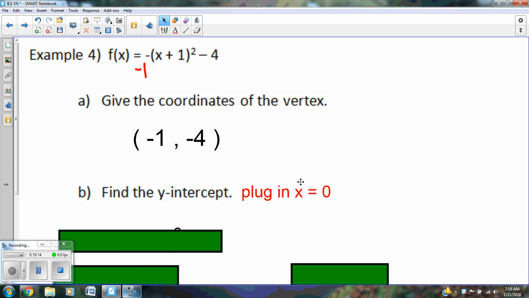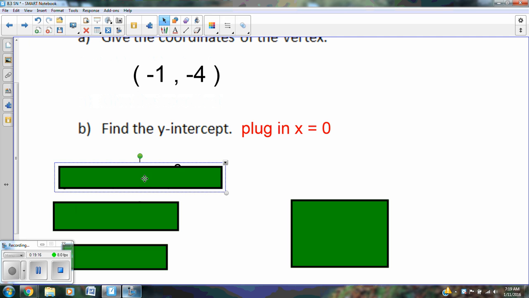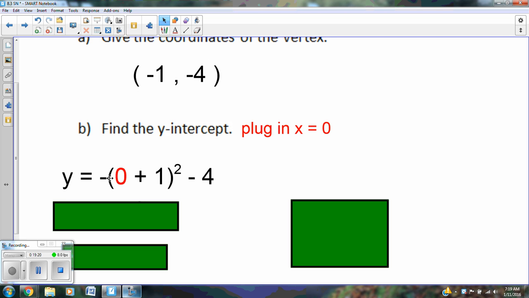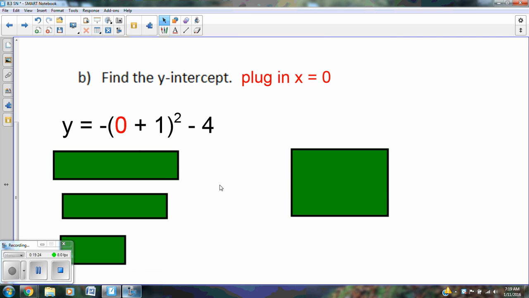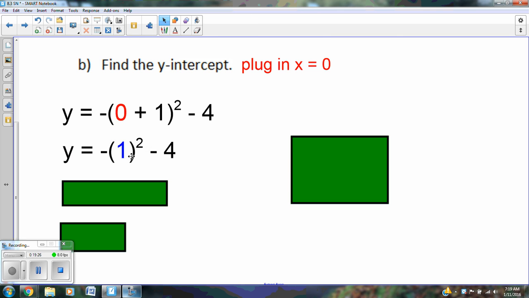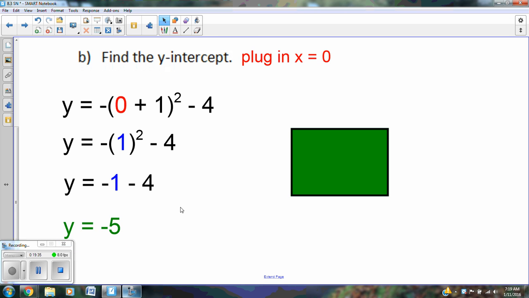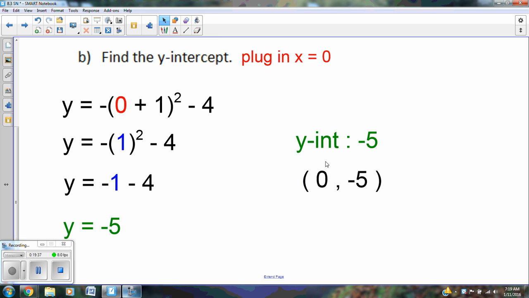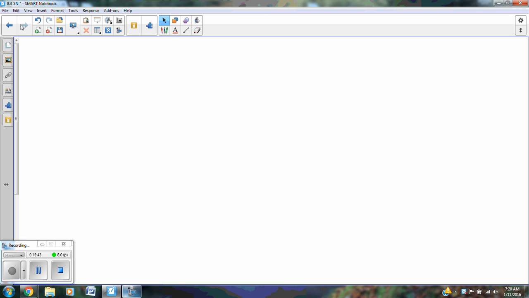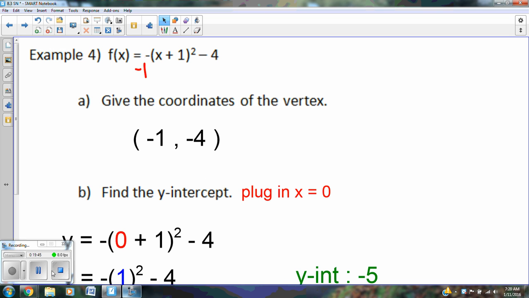Find the y-intercept. Again, we're just plugging in x equals 0. So we've got a negative on the outside here. 0 plus 1 squared, and then minus 4 at the end. 0 plus 1 is just 1. 1 squared is just 1. So we've got negative 1 minus 4, which is going to come out to a negative 5. So our y-intercept is at negative 5, or you can think of it as the point 0, negative 5. And that'll wrap up our third video then.